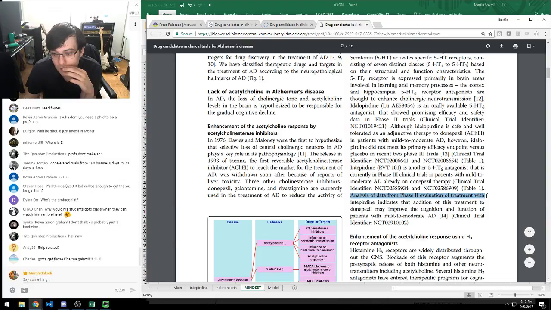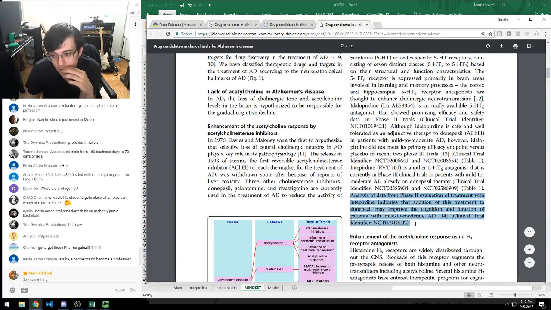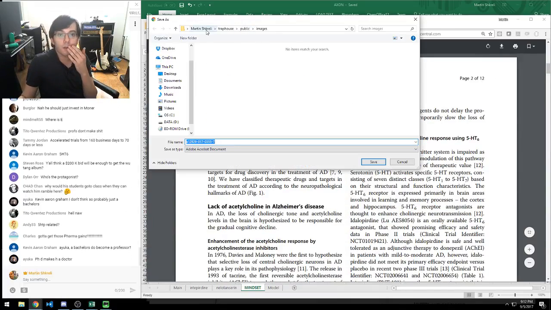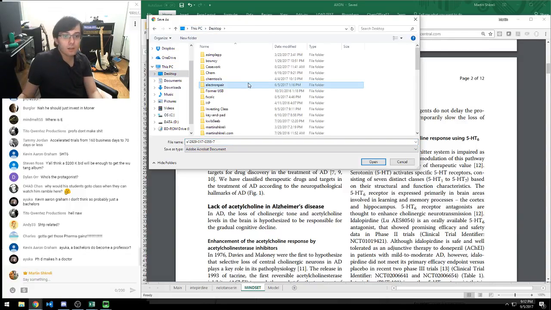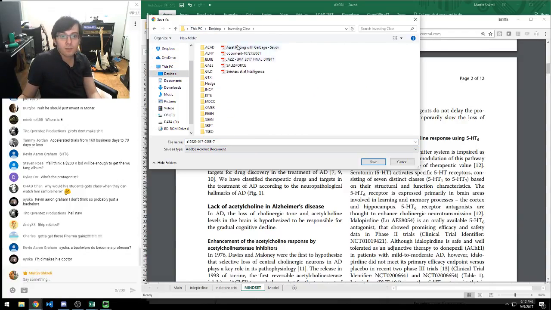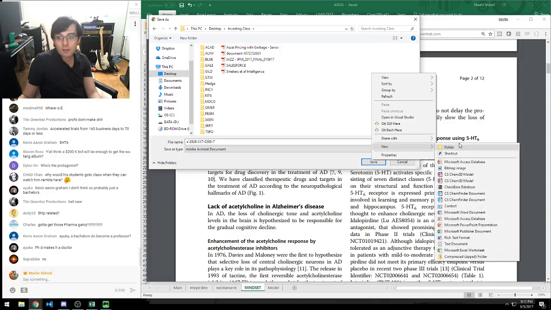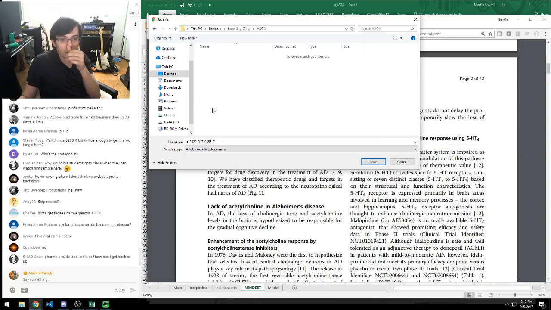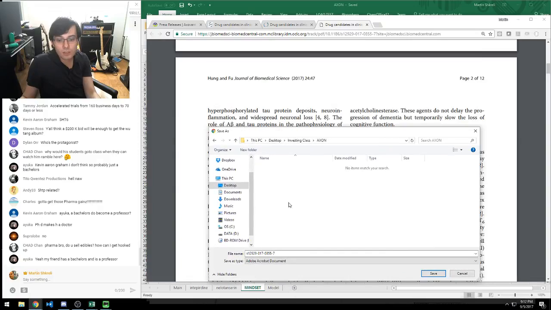Analysis of data from phase 2 evaluation of treatment with etepridine indicates that addition of this treatment to donepezil may improve the cognition and function of patients with mild to moderate AD. So again, I would save this. Let's save this file in here. Let's make a folder called AXON, and you can save all of your data together. And again, this paper is free, so there's no issue in saving it.